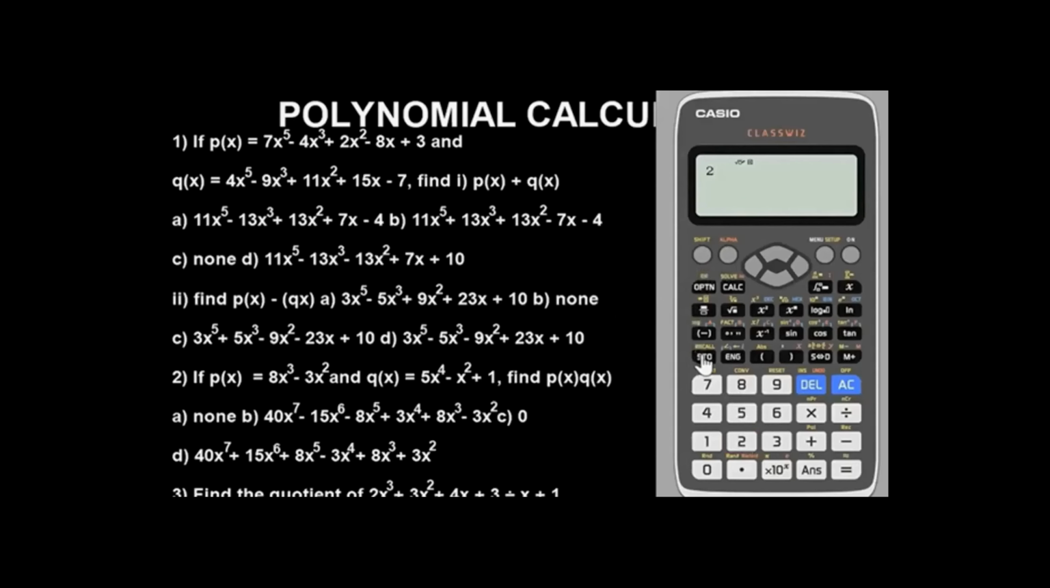Then to store, press this button, STO, which stands for store. Then we want to store it as X, so press this button. It indicates here that 2 has been stored as X in this calculator. Okay guys, having known that, let's add this polynomial.